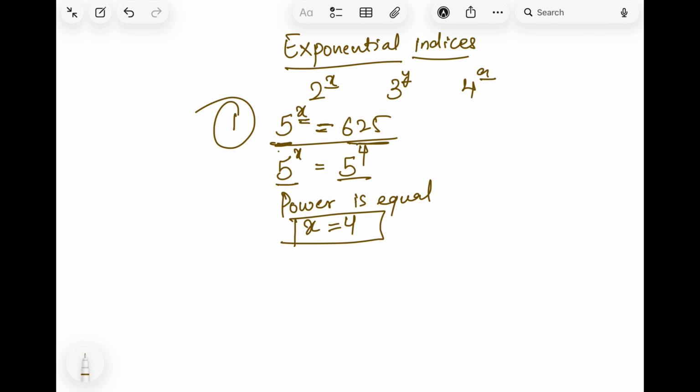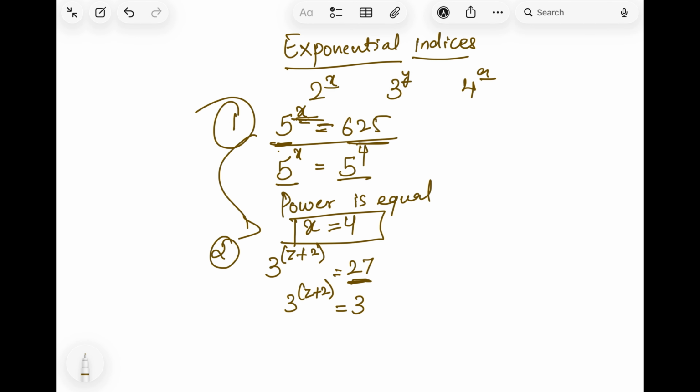Now not necessarily will it always be x. There can also be an expression here. So if it is 3 raised to z plus 2 is equal to 27, we follow the same rule. First thing, we try and get the same base on the right hand side. The base here is 3 in 3 raised to z plus 2. Can I get the same base here? So 3 raised to how many times will give us 27? 3 raised to 3. Now again, if the base is same, the power becomes equal. So we will write z plus 2 is equal to 3. Now I have to find the value of z.